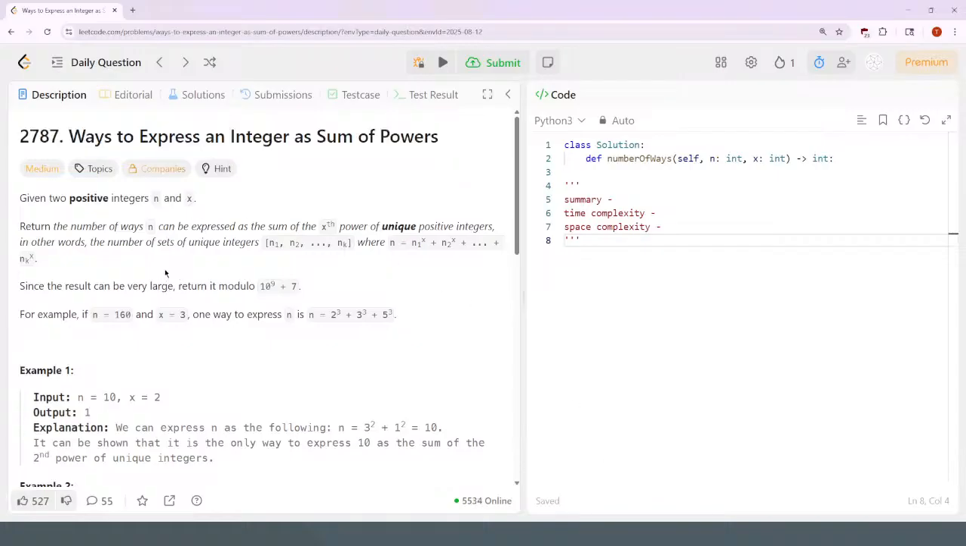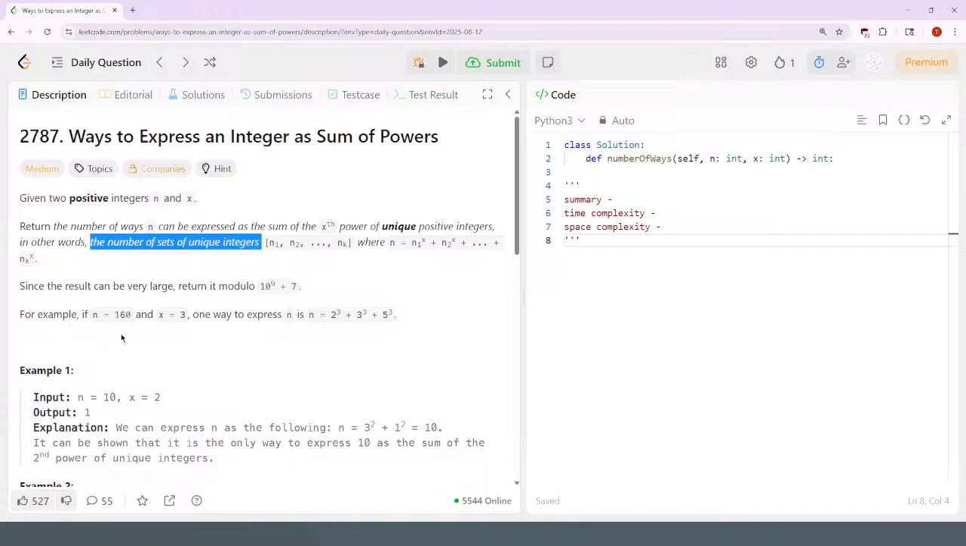Ways to express an integer as sums of powers. Given two integers n and x, return the number of ways n can be expressed as the sum of the xth power of unique positive integers. In other words, the number of sets of unique integers n sub 1 to n sub k, where n is equal to the sum of n1 to the power of x plus n2 to the power of x, all the way to nk to the power of x. Since the result can be very large, return modulo 10 to the 9th plus 7.